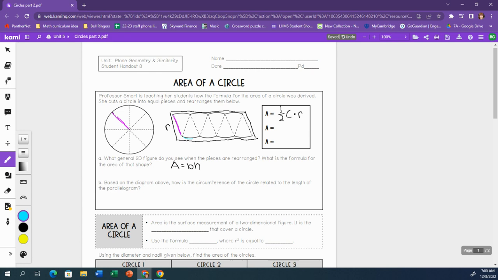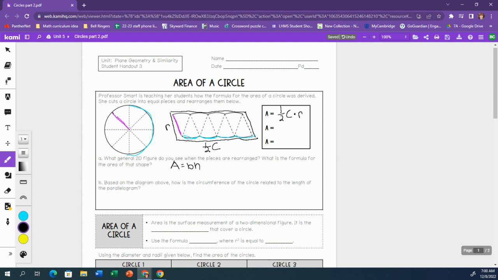Okay. Then, let me get a different color here. This part right here, see that? That ends up being half of the circumference. So it's this part on the circle right here. So that's half of the circumference, half of it. So this is 1/2 of the circumference.